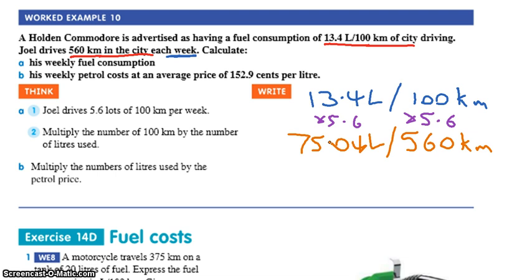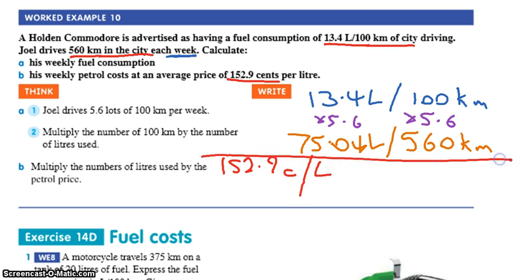Now we need to work out how much it costs him. So we know that the cost is an average, so they've given us an average because it changes every day, but this is the average over the week. We know it's 152.9 cents per litre. I'll just put a line across there so you know it's separate. Notice how it looks like a rate again? We can do it the same way. We know that it costs 152.9 cents per litre.